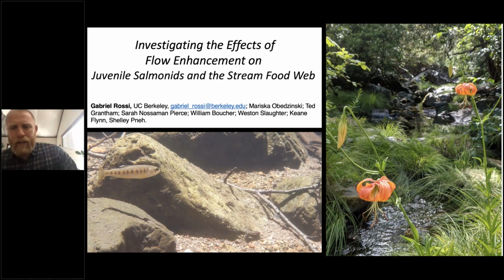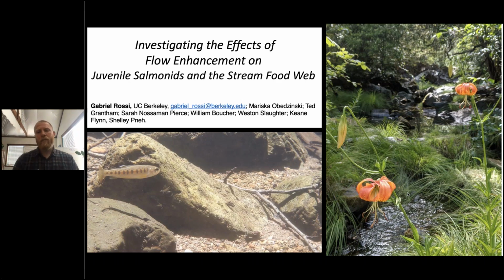Salmon are anadromous animals, right? That means the adult fish, which live in the ocean, enter freshwater rivers and streams where they spawn, and then the juveniles are born there in those freshwater streams, and they can live anywhere from a few months to a few years in those environments before they head back to the ocean.